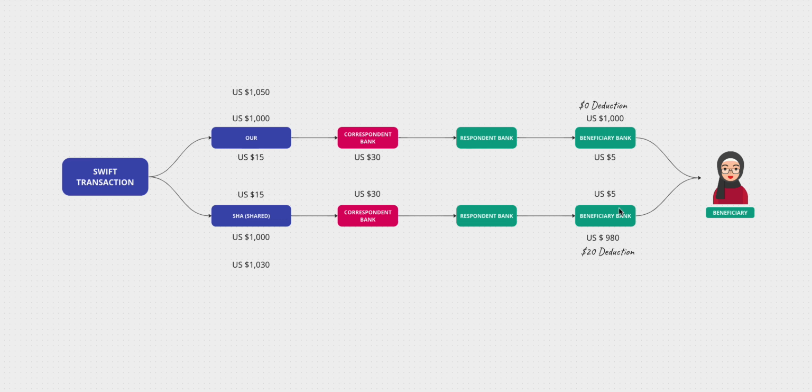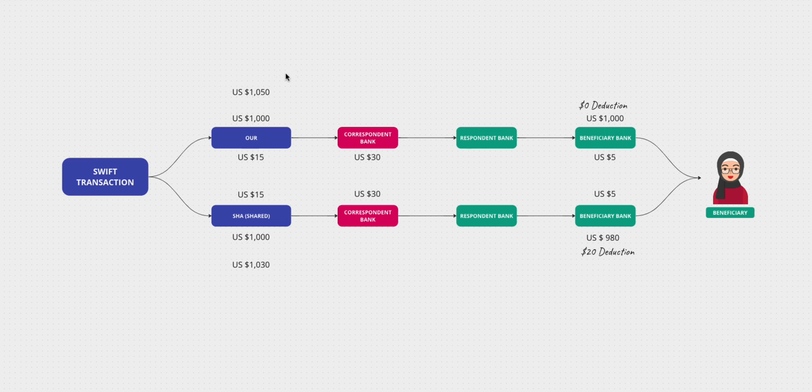So let's look at an example. We have $1,000. We want to send it across to Fatima, and our bank is charging $15 to send. The correspondent bank is charging $30. And the beneficiary bank is charging $5 for the settlement. So 15 plus 30 is 45. 45 plus 5 is 50. So the cost is 50.